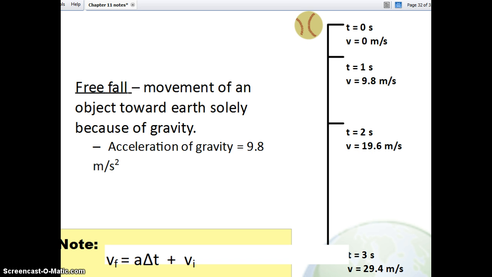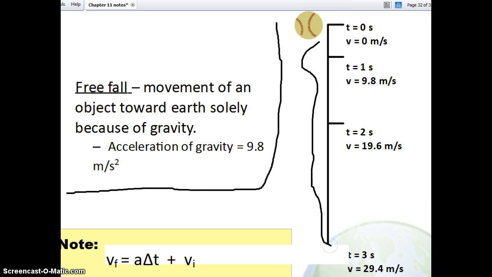For this slide, you only need to copy down this up here that I just squared off. Do not worry about this figure down over here or the equation down here at the bottom, because you already have that equation. So free fall is the movement of an object toward Earth solely because of gravity. And we'll talk more about that next chapter. But the acceleration of gravity is 9.8 meters per second squared.